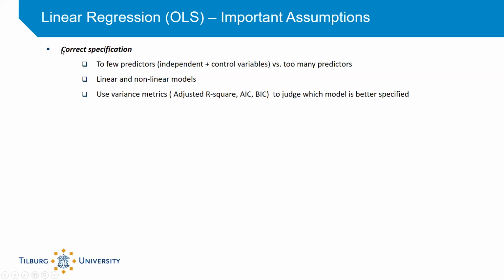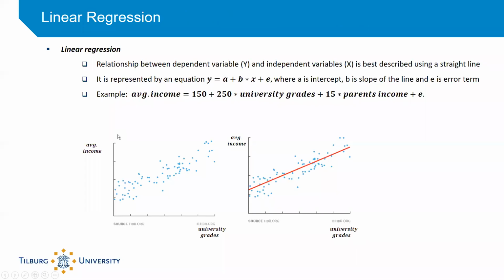Anyway, the first thing is we look at the correct specification. Why is correct specification important? Suppose you build a linear model and it shows a really beautiful relationship between grades and average income. But then you realize that average income is actually very poorly predicted by university grades. Even though there are so many other unknown variables, those unknown variables could in fact reduce the effect size of university grades.